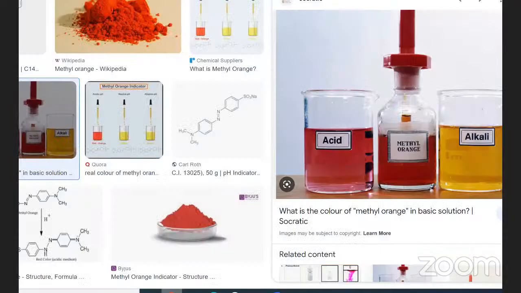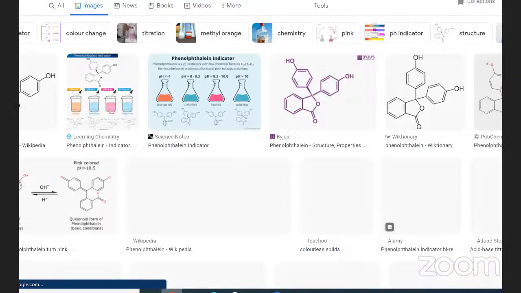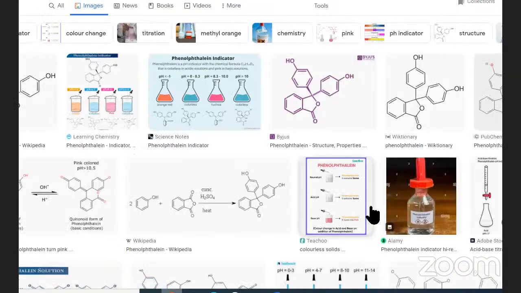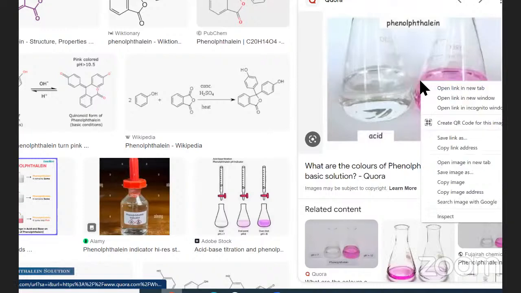Similarly, you've got phenolphthalein, and its color change is this one. Okay, pink depends on concentration. If it's got a higher concentration, then it's going to be purplish.